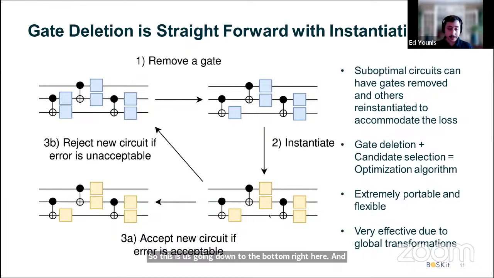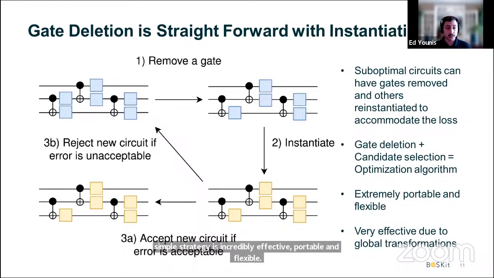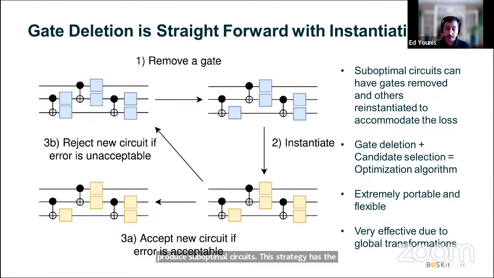Sometimes you reinstantiate and find that the error you get out is too high, so you reject it because it's unacceptable to you, or you accept if the error is low enough. Now, this very simple strategy is incredibly effective, portable, and flexible. A lot of generators do produce suboptimal circuits, and this strategy has the ability to remove a lot of gates from them, and we've proven that it can work really well.